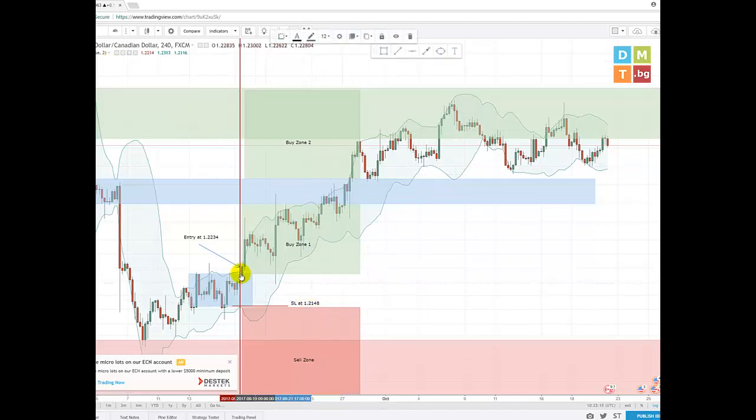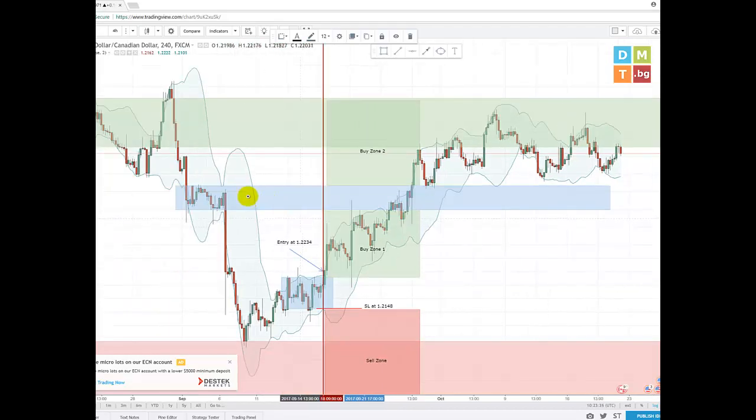Now, as you can see, price moved up slowly after that, covering our first buy zone without giving us any good entry points. Not on the H4 time frame at least. As we can see, it reached the previous consolidation area, which acted as a resistance a few times. So right here, here.